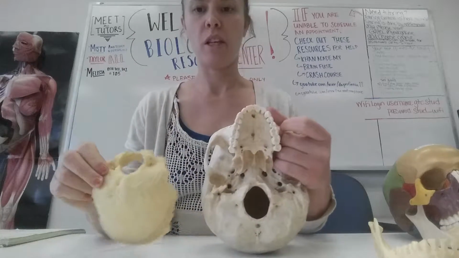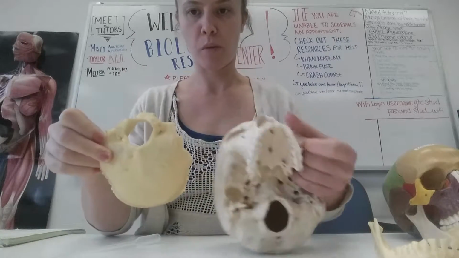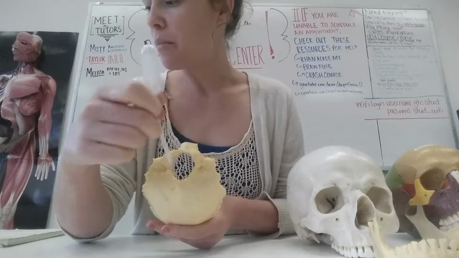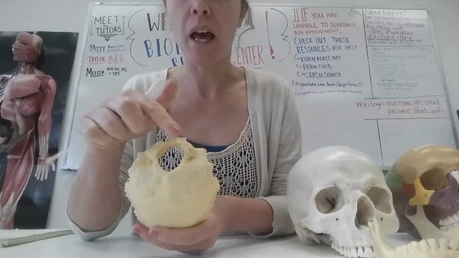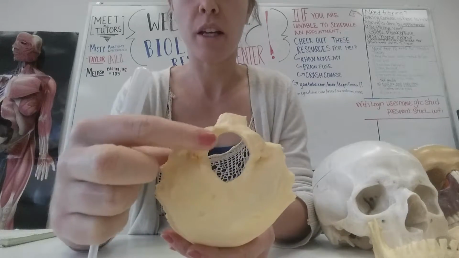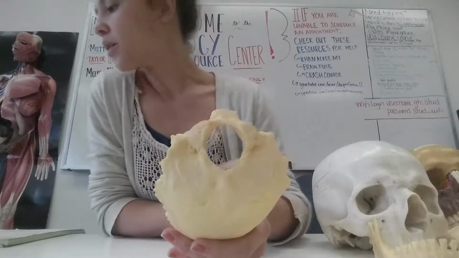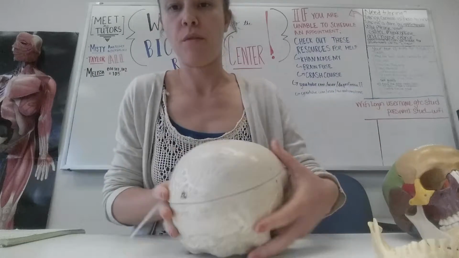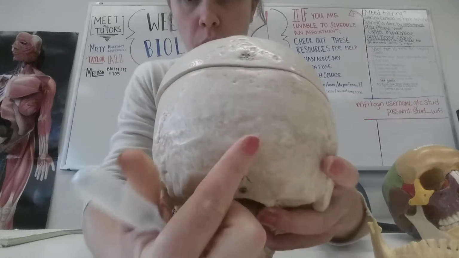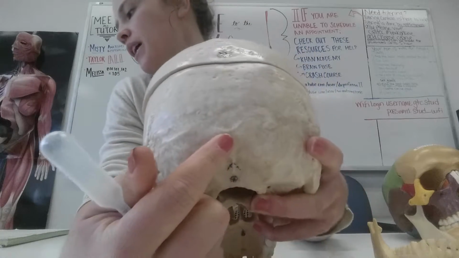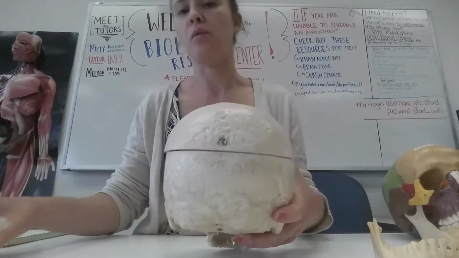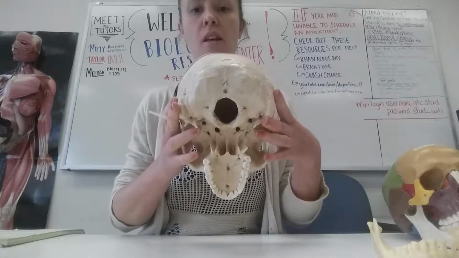Okay, moving on to the occipital bone, which is this bone right here. We have the foramen magnum and the flat surfaces right here. These are the occipital condyles. Then if you look at this bump right here, that is the external occipital protuberance. So that is the occipital bone.